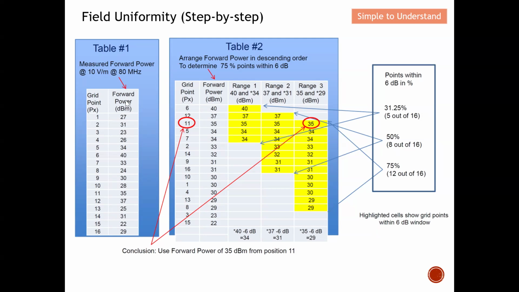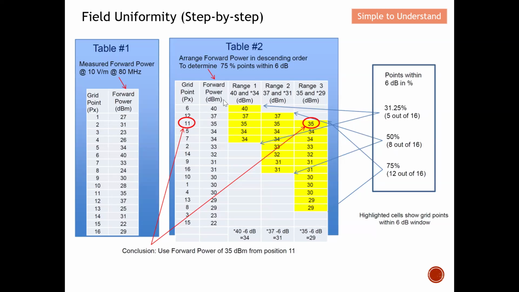So therefore, I need to ensure that I measure all the 16 points. I will have all the 16 points, all the forward power as shown over here. Next, I need to arrange the highest forward power. For this case, you can see that the highest will be 40. So I arrange from the highest to the lowest, as you can see from here.